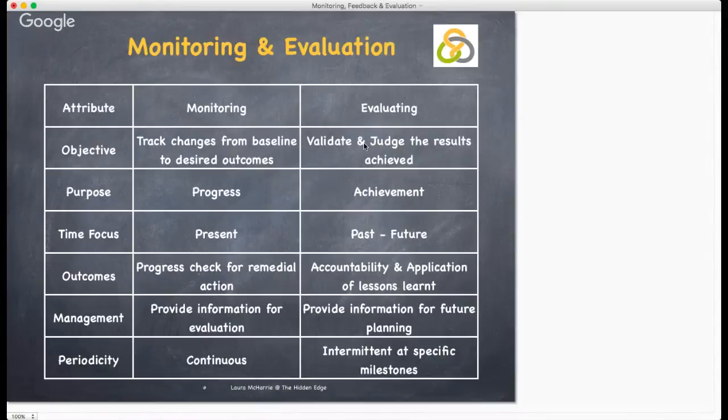Time focus. Monitoring is all about the present, and evaluating is about looking at the past and looking at what could happen in the future. The outcomes. When we're monitoring, we're progress checking for remedial action. And evaluating is about looking at accountability and application of lessons learned.